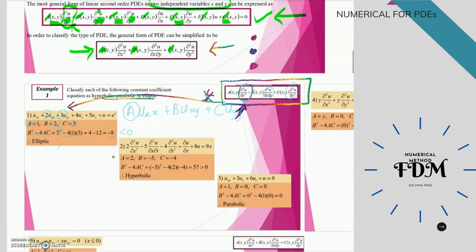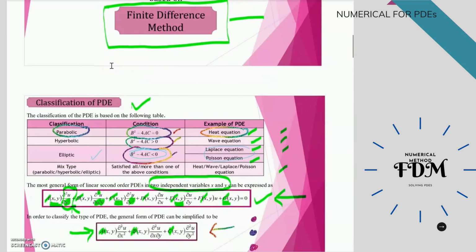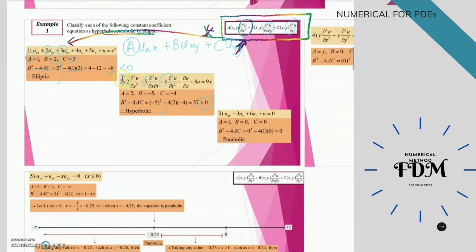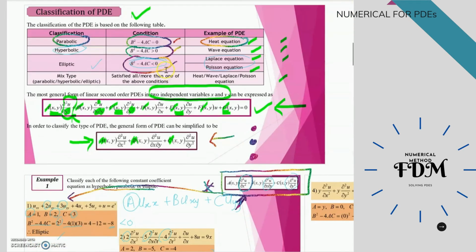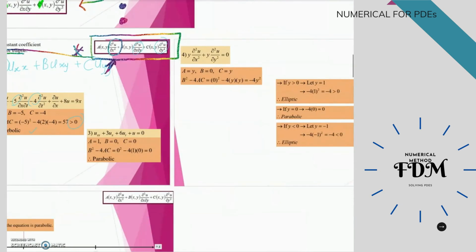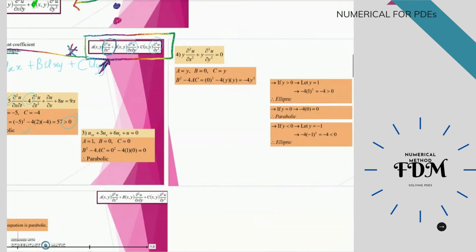And the same thing for this one, you can check a, b, and c, so that you have hyperbolic, which is greater than 0. Okay, greater than 0, so you have this one. Hyperbolic is a type of wave equation. And then you can proceed to this one, which is parabolic, equals to 0.